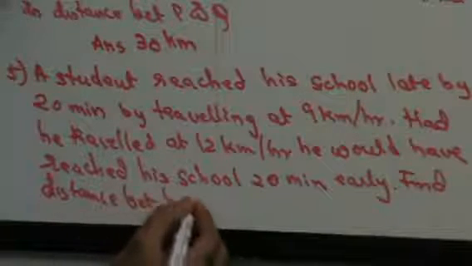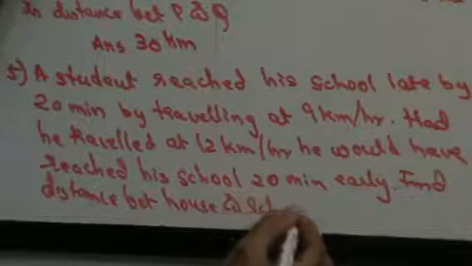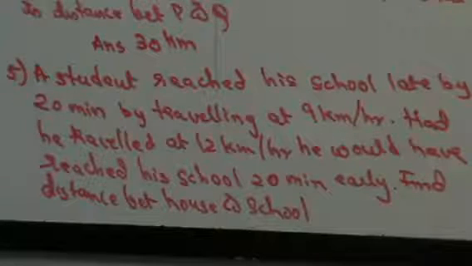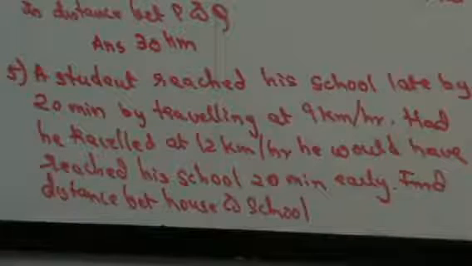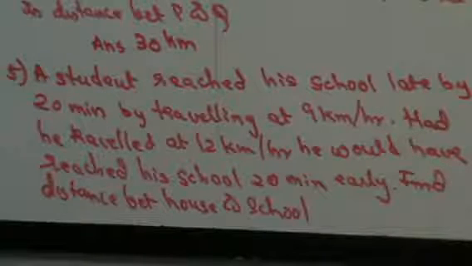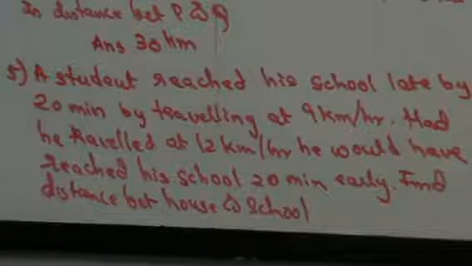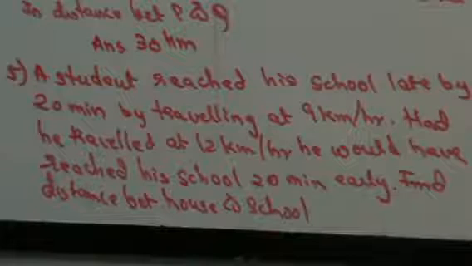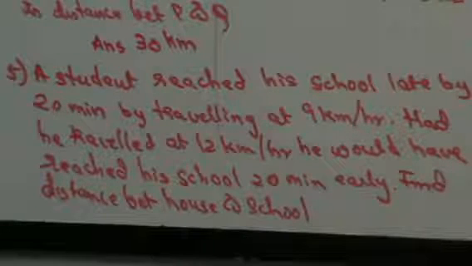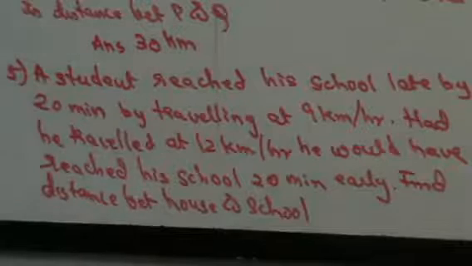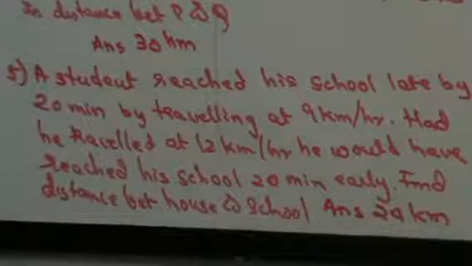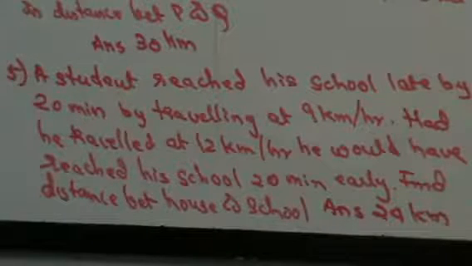Again, this is like your previous sum. We've done this sum in the previous lecture. The seventh sum is like the seventh sum of the previous lecture. Look at the seventh sum in the previous lecture and try solving this sum. You should get this answer as 24 kilometers. Fine, do we get this? Next.